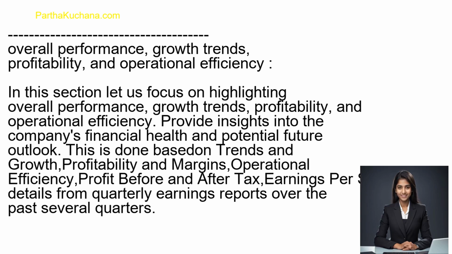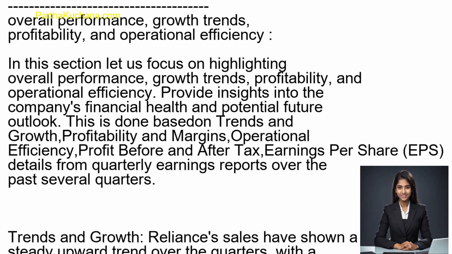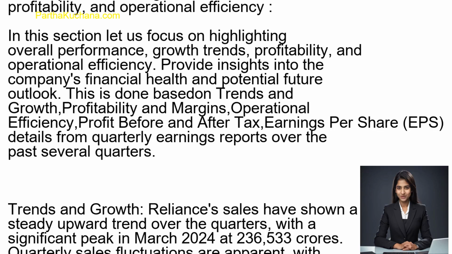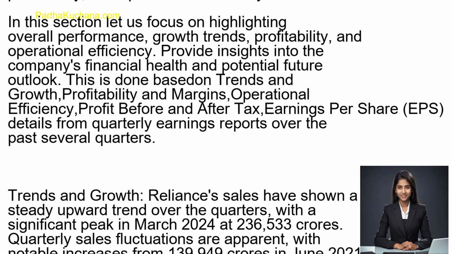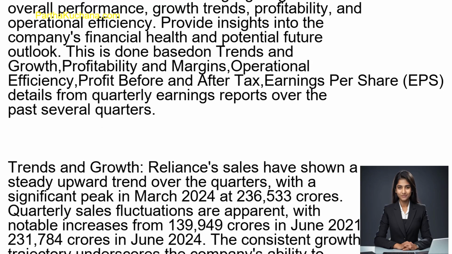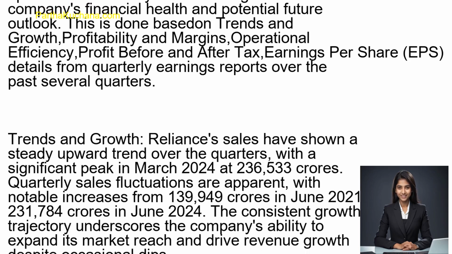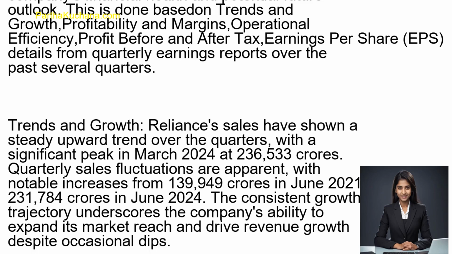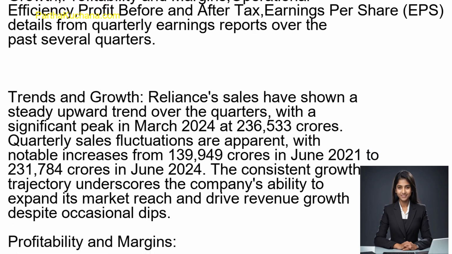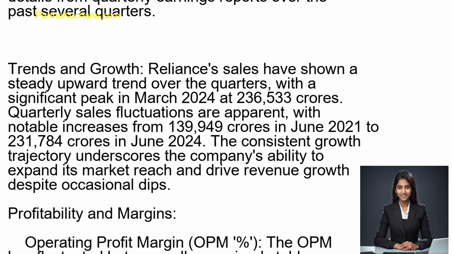Trends and growth. Reliance's sales have shown a steady upward trend over the quarters, with a significant peak in March 2024 at 236,533 crores rupees. Quarterly sales fluctuations are apparent, with notable increases from 1,39,949 crores rupees in June 2021 to 231,784 crores rupees in June 2024. The consistent growth trajectory underscores the company's ability to expand its market reach and drive revenue growth despite occasional dips.